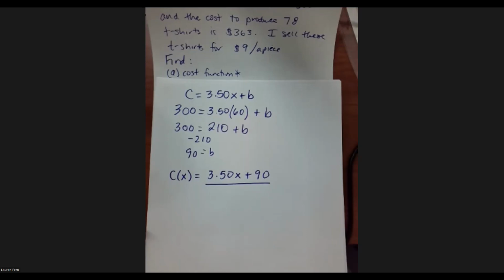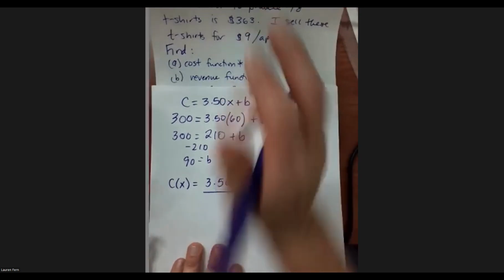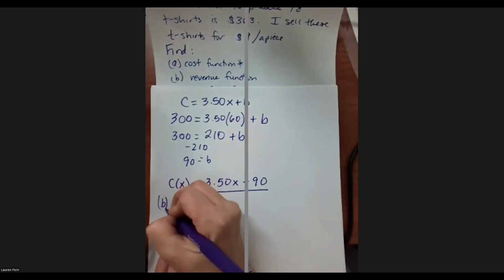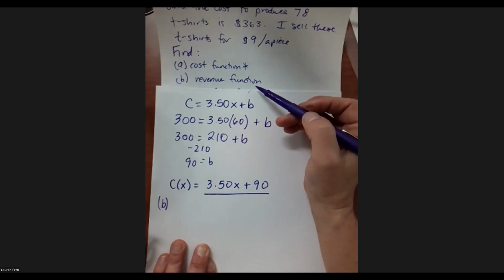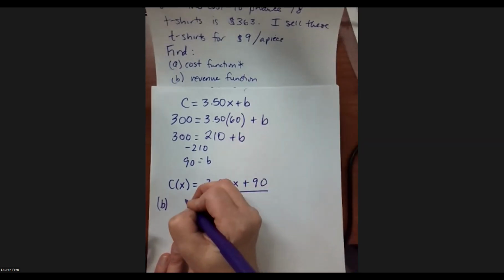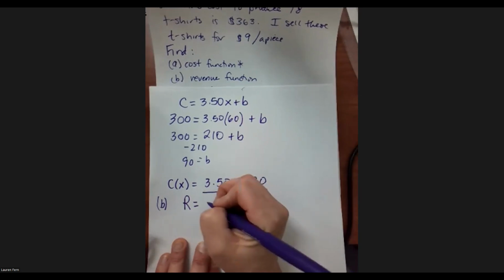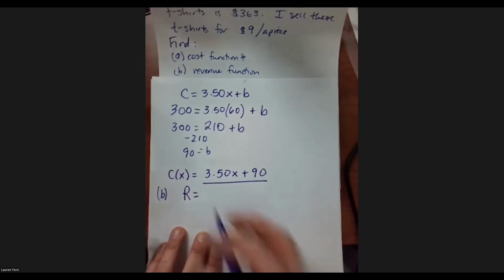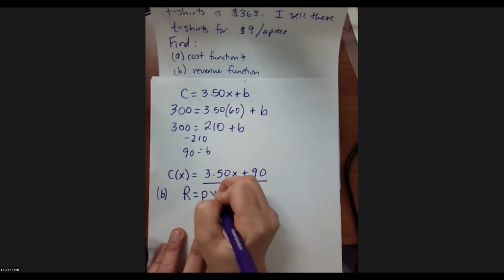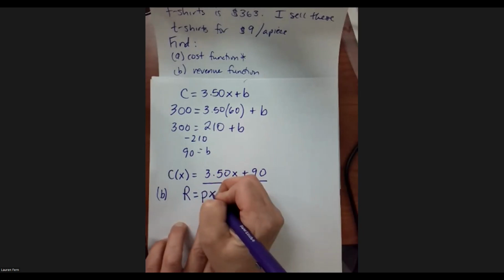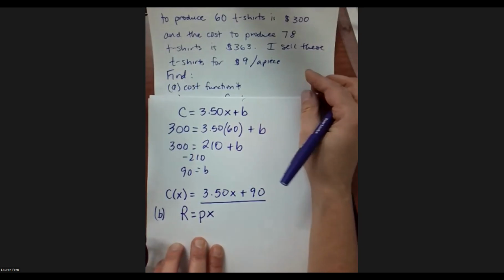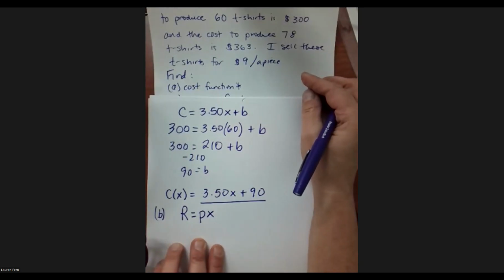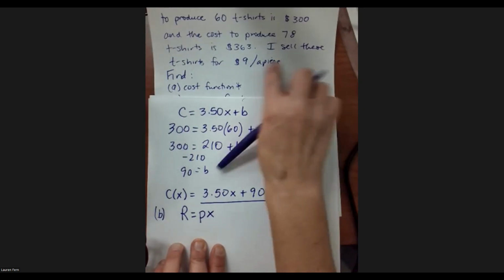Okay. Well, from here on out, I claim it's a little less involved. How do I find my revenue function? Well, recall we talked about our revenue function yesterday. Our revenue is the selling price per item times the number of items sold. How much are we selling these t-shirts for? $9.